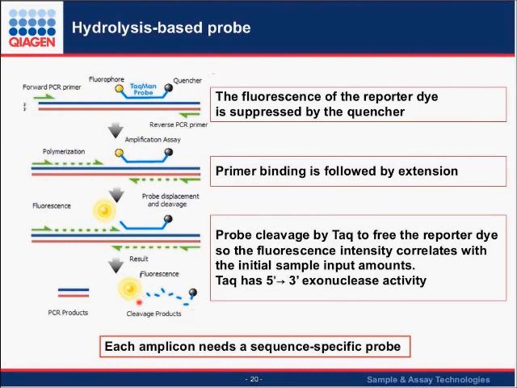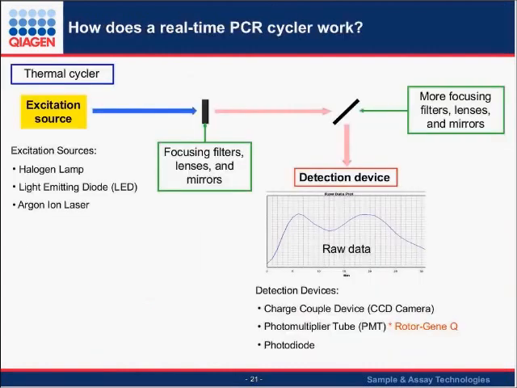There's one probe for every molecule. The intensity of fluorescence is then related to the amount of initial template that you had in your assay. One caveat is that each amplicon needs to have a sequence-specific probe. You can't work with a generalized probe.